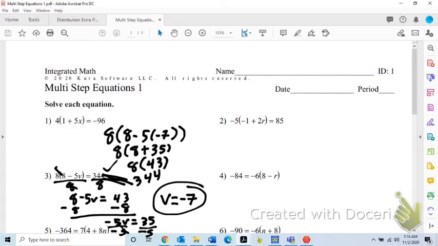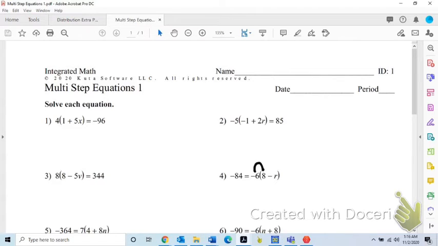Okay, go ahead, and we're going to do number 4. Hit pause. And we're back at it. So this one I want to distribute. So again, if you want to do it the other way, just make sure you're getting the correct answer. So negative 84 equals negative 6 times 8 minus r. We distribute that negative 6. So we have negative 6 times 8 minus, make sure you bring that minus across, negative 6 times r.